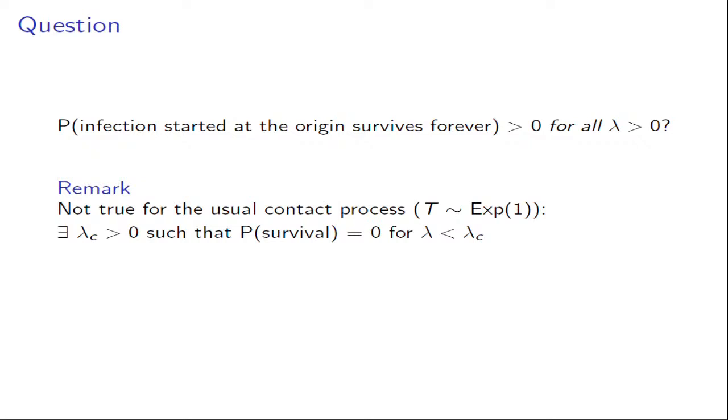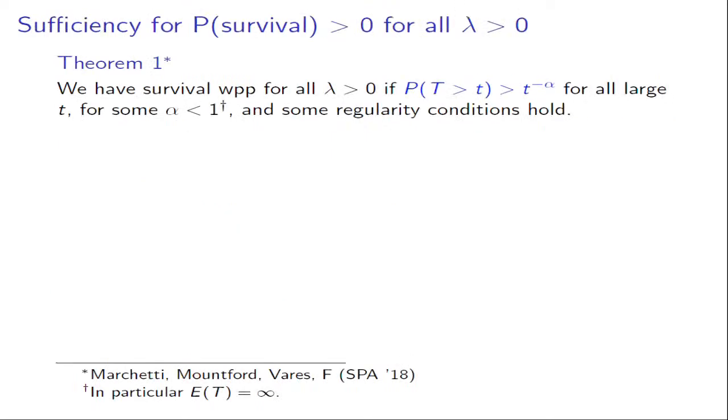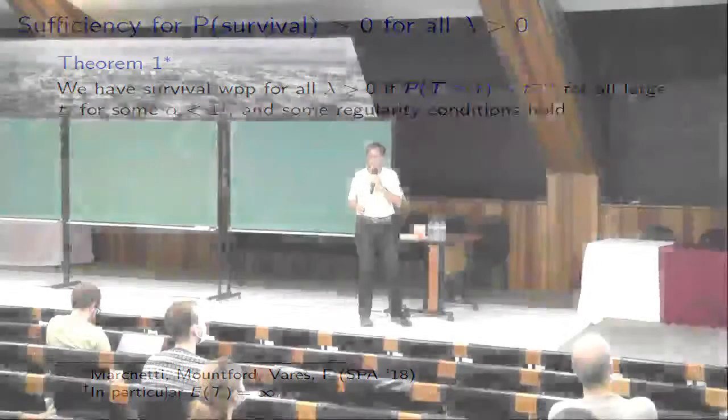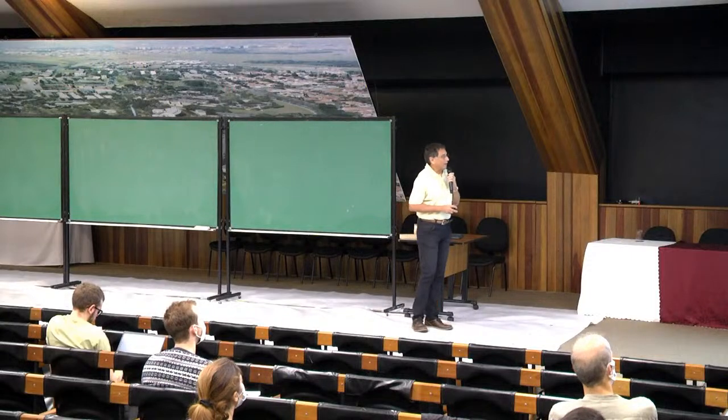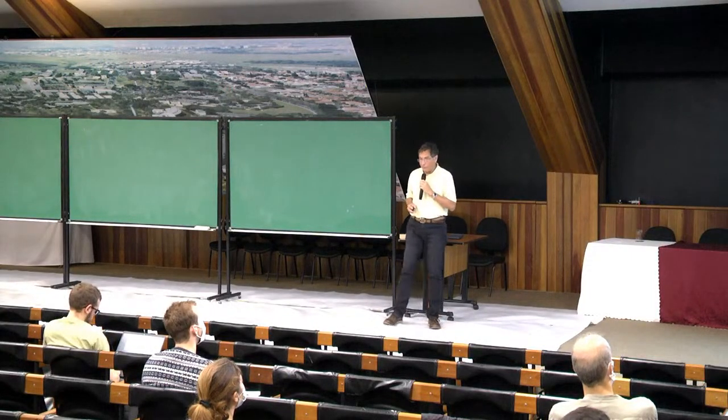This is, of course, a very well-known result for people who work with these particle systems, and the proof is by comparison to branching, so it's a standard argument. I'm going to perhaps go back to this slightly more general situation later on. But let me tell you our results. Our first set of results concerns the situation where we have survival for every lambda, under conditions on the inter-cure distribution.